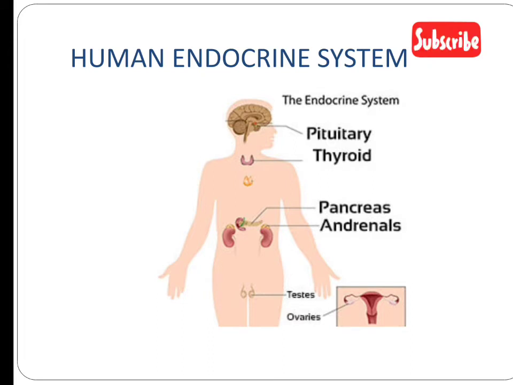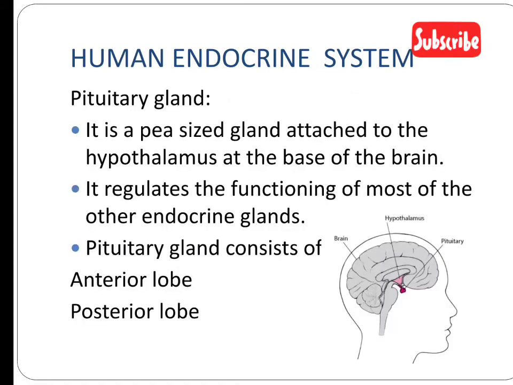Now let us know about this endocrine system. You can see in the picture, this is the endocrine system. The different glands of the human endocrine system are the pituitary gland, thyroid gland, pancreas, adrenal gland, testes, and ovaries. All these are the glands of the human endocrine system. The main gland of the human endocrine system is the pituitary gland.